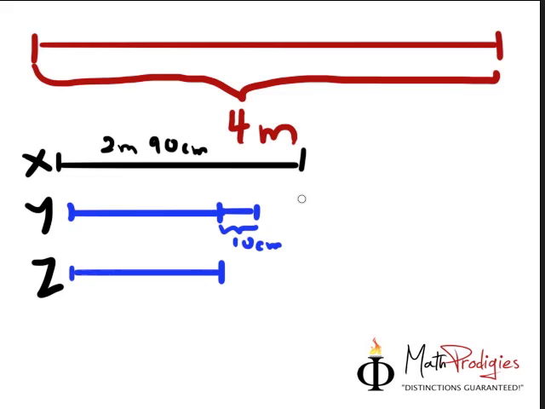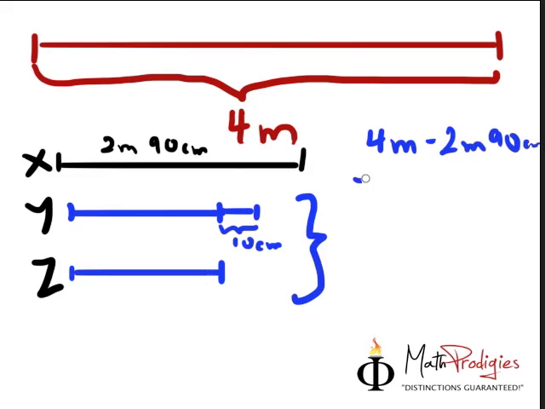So now how do we find out? Do we know what is this total? Yes, we do. Why? Because the total is 4 meters, right? X is 2 meter 90 cm. That means the rest is how much? So 4 meters minus 2 meter 90 cm is also the same as saying 400 cm. 1 meter is 100, remember? So 400 minus 290 cm gives me 110 cm.